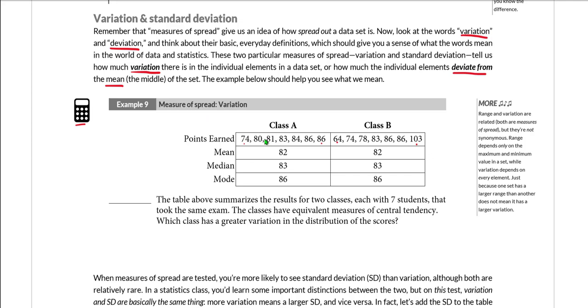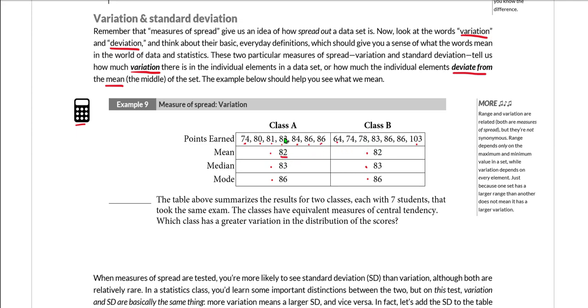So if we take a look at class A and class B, you notice that their measures of center are all exactly the same. Some people might look at mean, median, and mode, see that they're all equal, and think that these two sets are very similar to each other, and in terms of measures of center, they are. However, you can see that class A's scores, if you look at the mean here, 82, are clustered more closely around that 82 than class B's scores are.